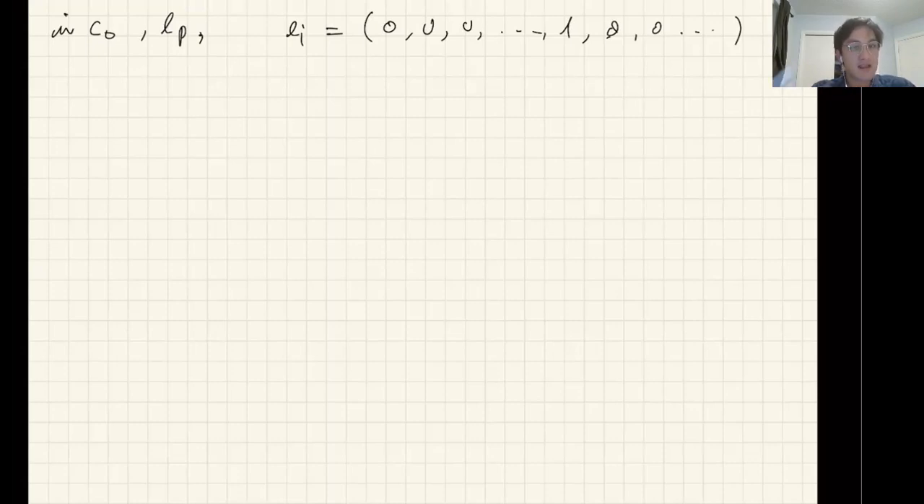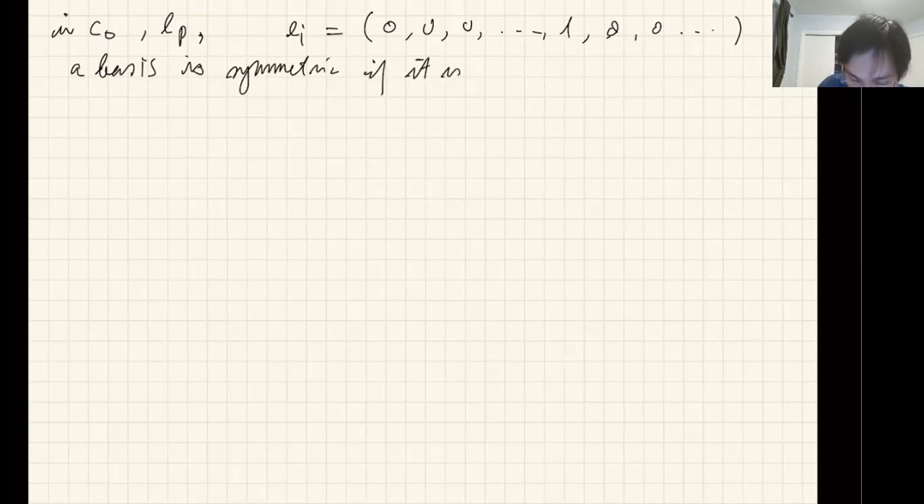Okay, and so such a basis is called symmetric. So a basis is symmetric if it is equivalent to any of its permutations.